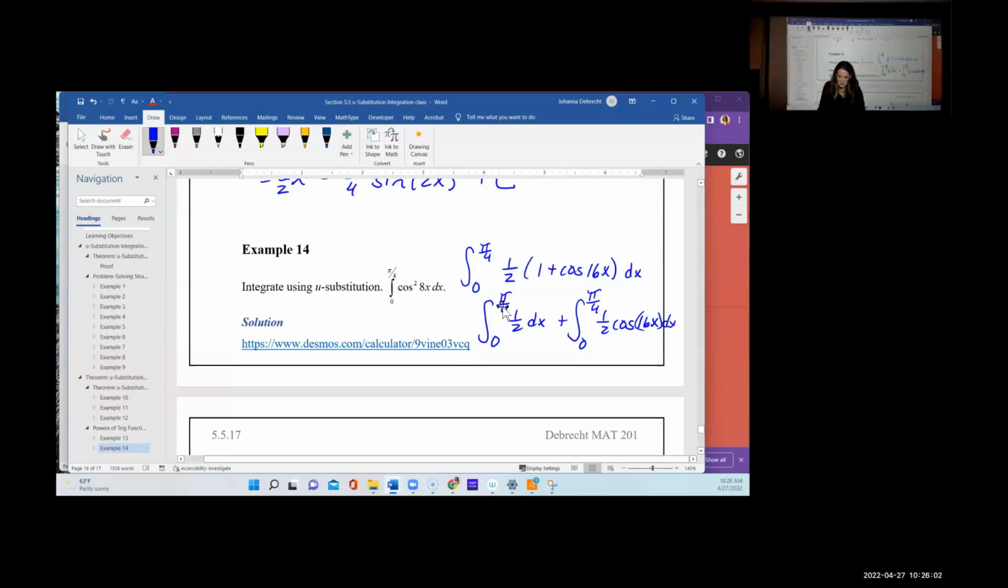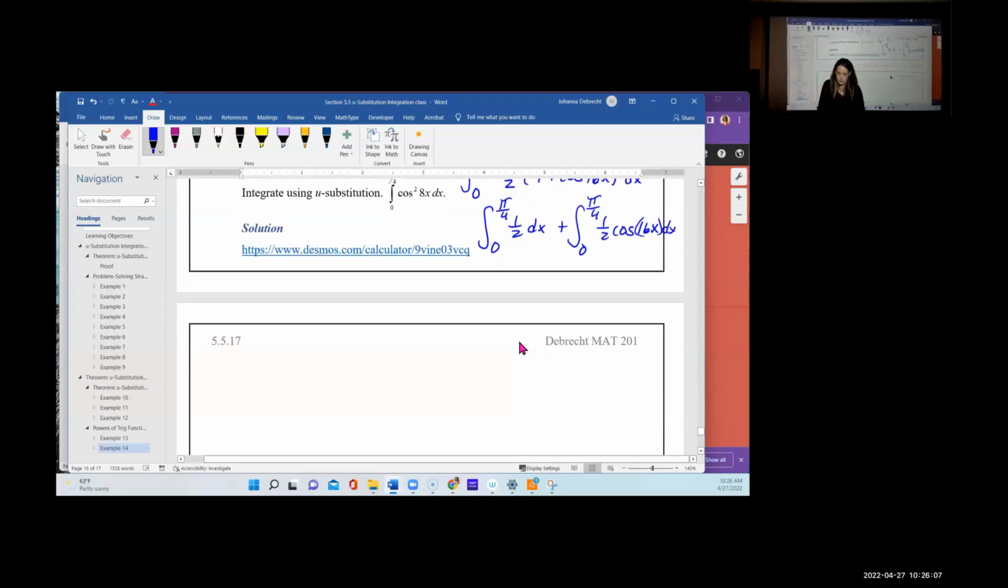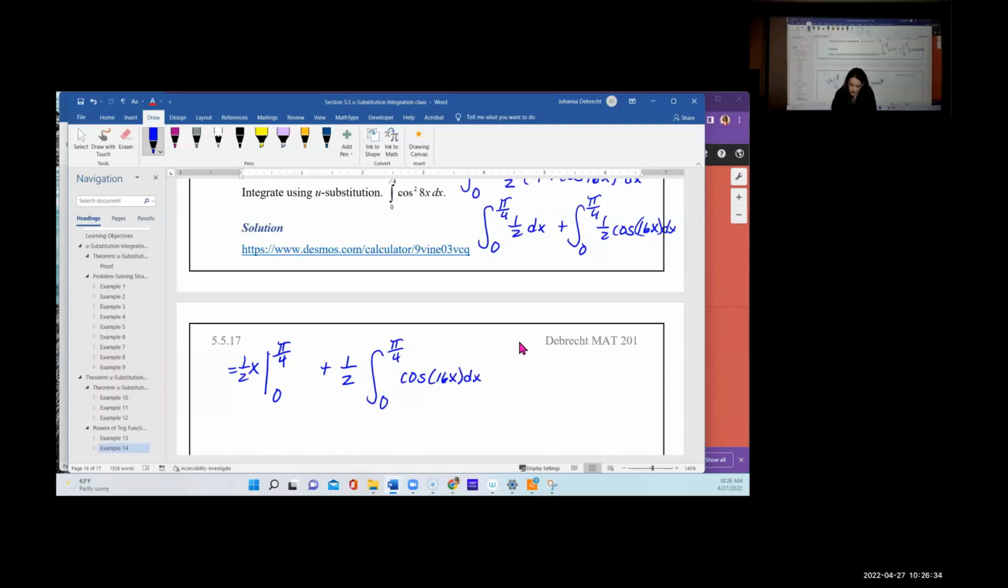Now, the first integral here does not need to be converted to u form. It's just direct integration. So the first one is going to give us x with 1/2 on it, evaluated between 0 and pi over 4. The second one, we're going to have to do a u-substitution. So I'm going to pull the 1/2 to the front. And I have the cosine of 16x dx.